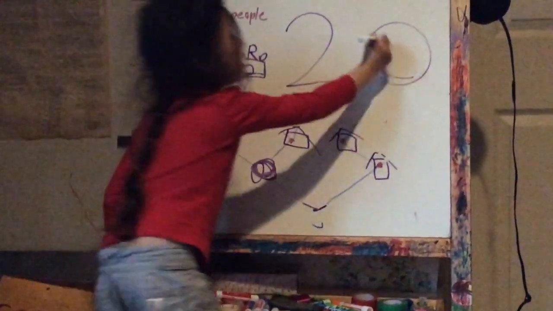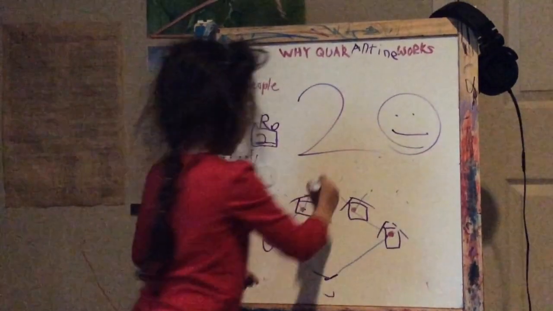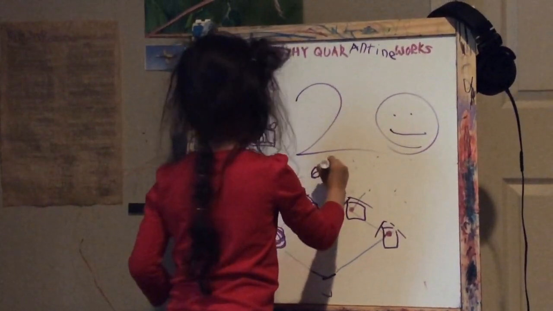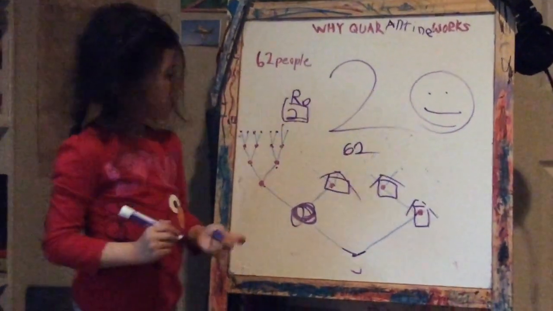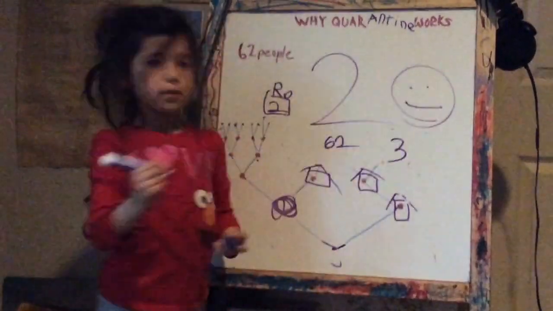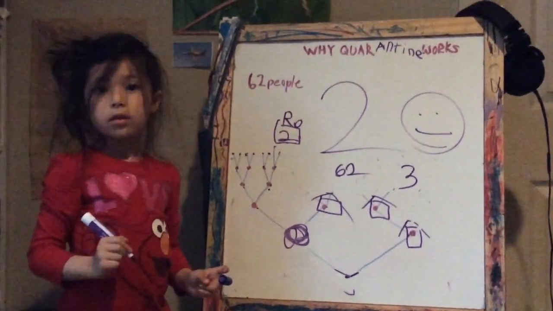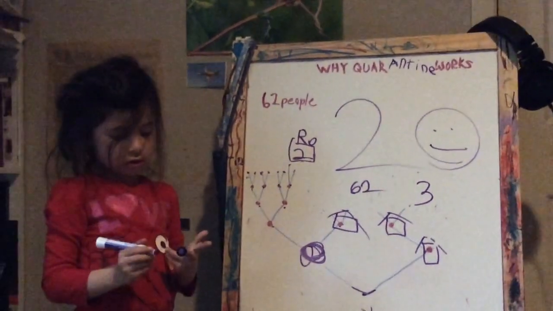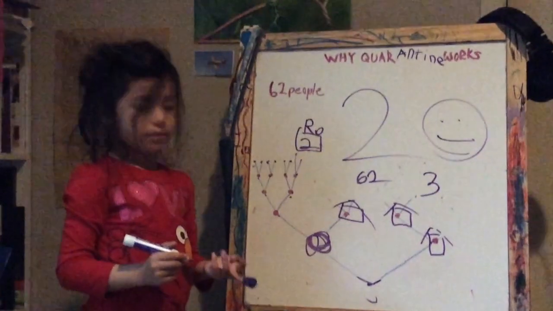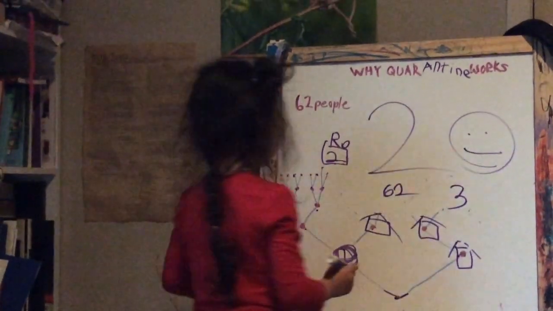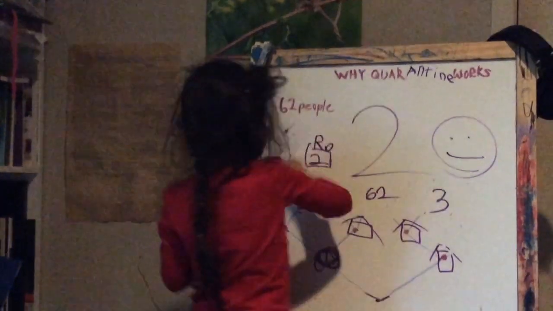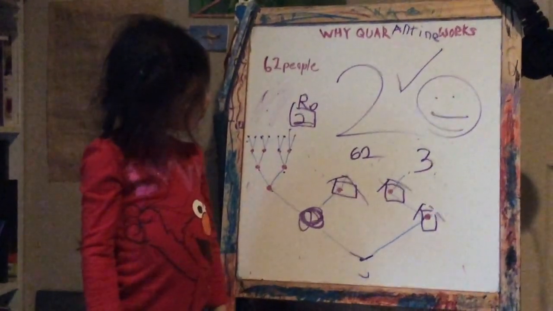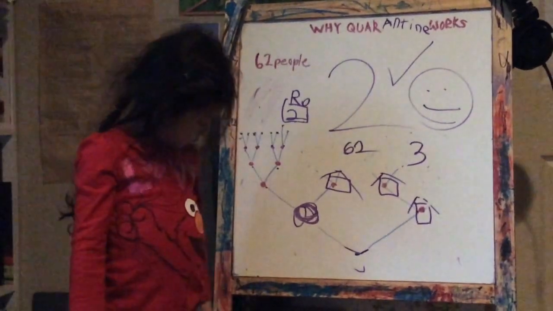So how many people were there before? There's your answer. And how many people quarantined? Only three people quarantined, and we cut the number by a lot. Would you rather have 62 sick people or 20 sick people? Well, thank you for showing us that. That's pretty cool.